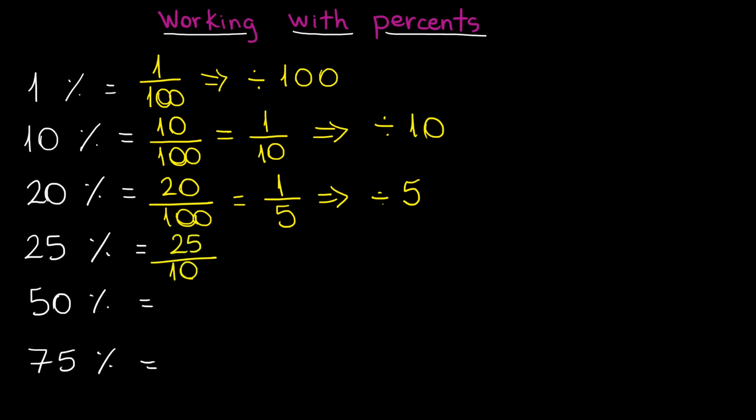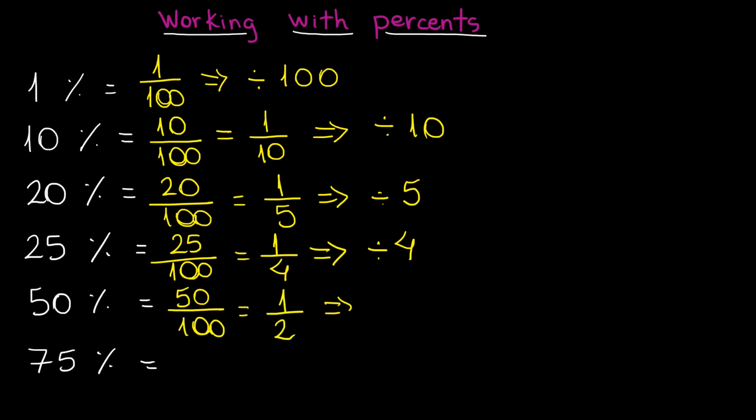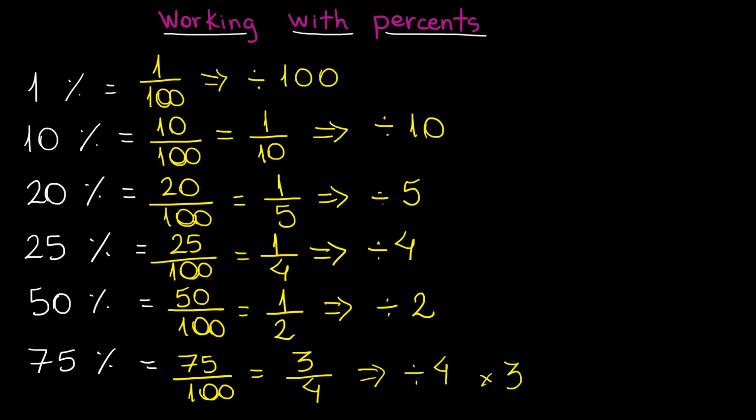25%, as we saw, is 25 out of 100 equals 1/4. So you just divide it by 4. 50% is 50 out of 100, and it's the same as half of something. So you just divide by 2. 75% is 75 out of 100. This is equal to 3/4. In this case, you have to remember that you are going to divide in 4 parts and you take 3 parts of it. So, for this calculation, you need to divide it by 4 and then multiply by 3.